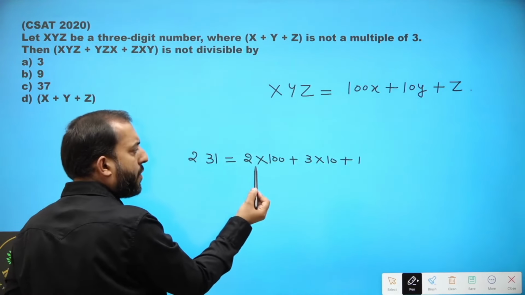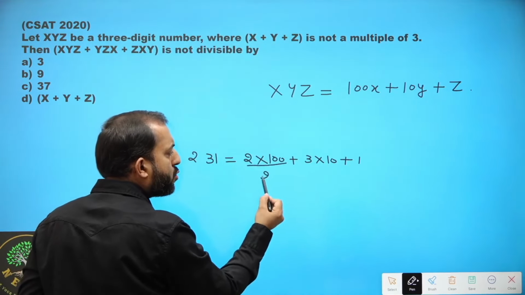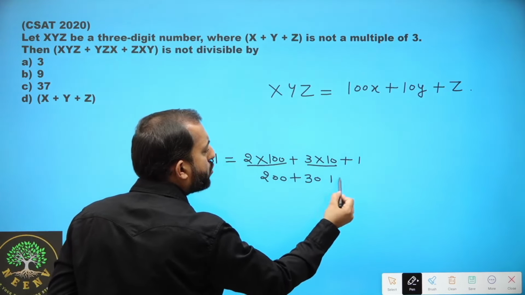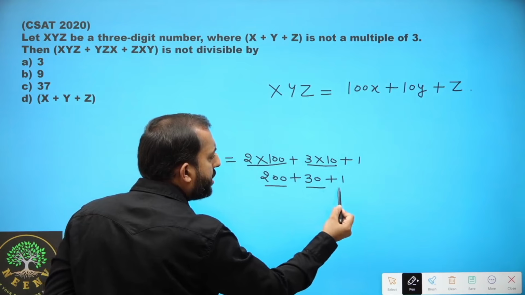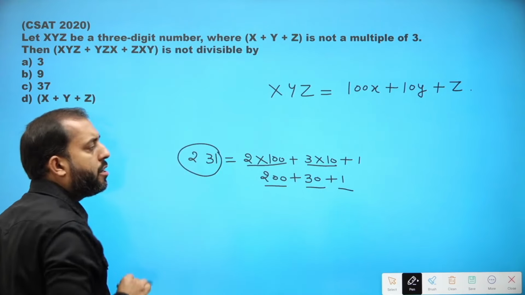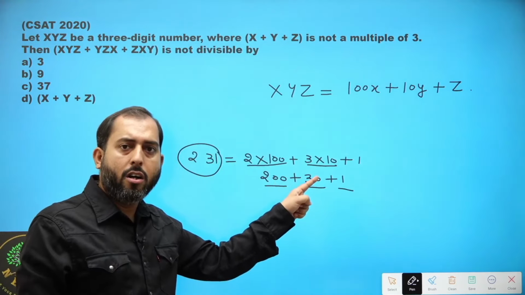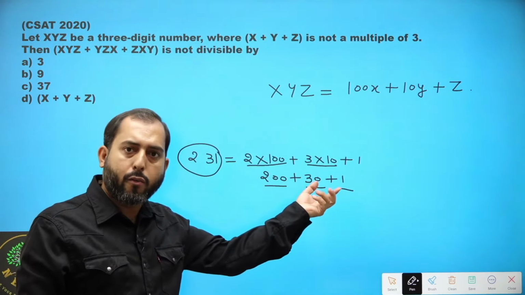Now you can justify it. See, 2 into 100 is 200. 3 into 10 is 30, plus 1. So 200 plus 30 plus 1 is what? 231. So a 3-digit number can be written in this decimal or exponent of 10 form. Okay.